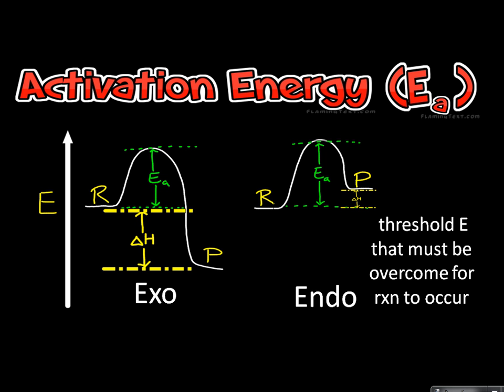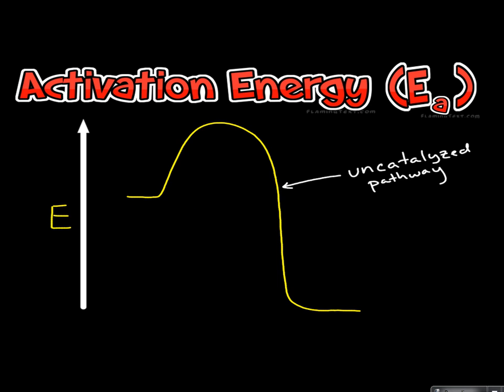The activation energy, you could write this down. It's the threshold energy that must be overcome for the reaction to occur. All right, but you could also kind of combine the two. So here is an energy curve, and I've already labeled it as an uncatalyzed pathway. That's the pathway that the reaction is going to take from the reactants to the products.